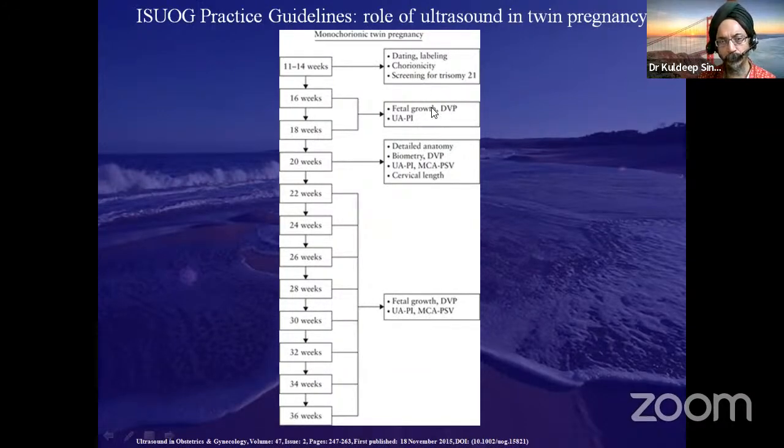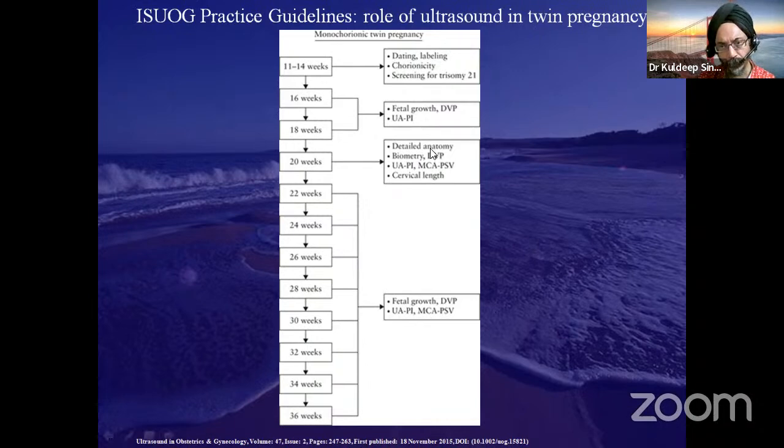To rule out which complication are we going to be ruling out the moment we start assessing the deepest vertical pocket in both of them? Because the first thing to go up and down is going to be oligo in one and poly in the other. Then we're doing our anomaly scans.